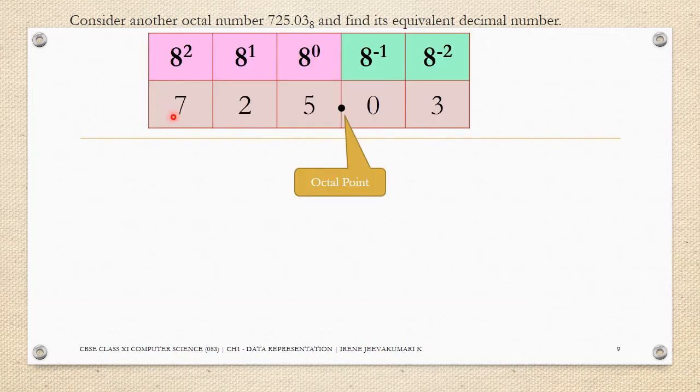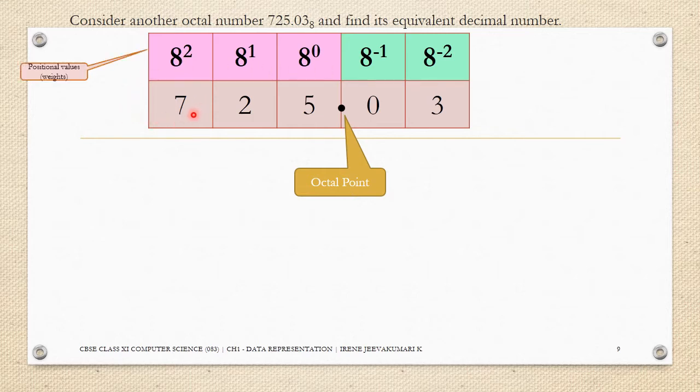Let us consider another octal number 725.03 and find its equivalent decimal number. This point is referred to as the octal point as it is an octal number. Now the places to the left of this octal point are positive powers of 8 and places to the right of this octal point are negative powers of 8. So these are the positional values of this octal number.